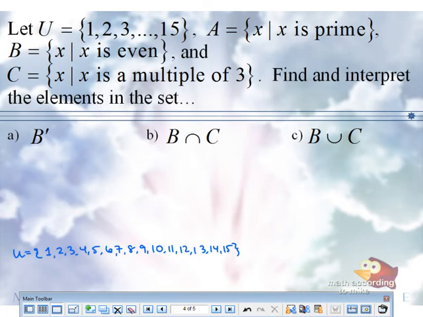So what would A be in roster? 2, 3, 5, 7, 11, 13. Good. We won't go over 15. It has to come from the universal set. Yeah. Someone else, B?